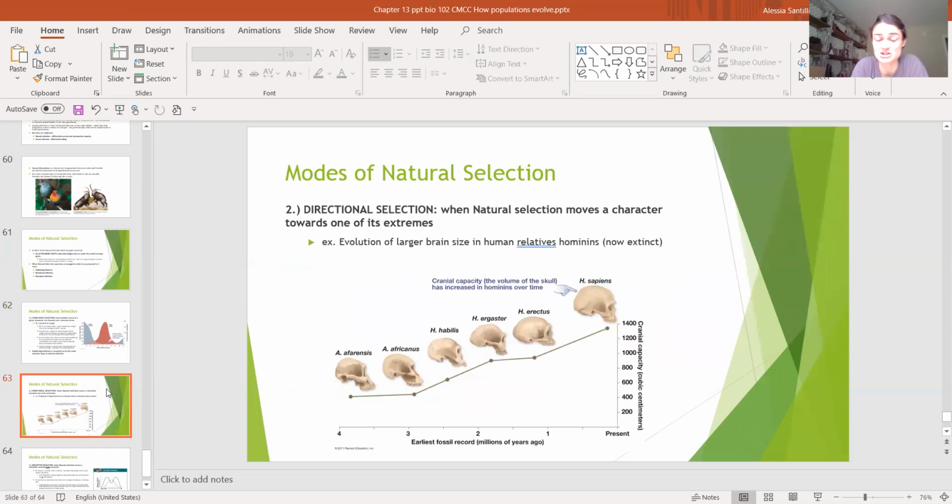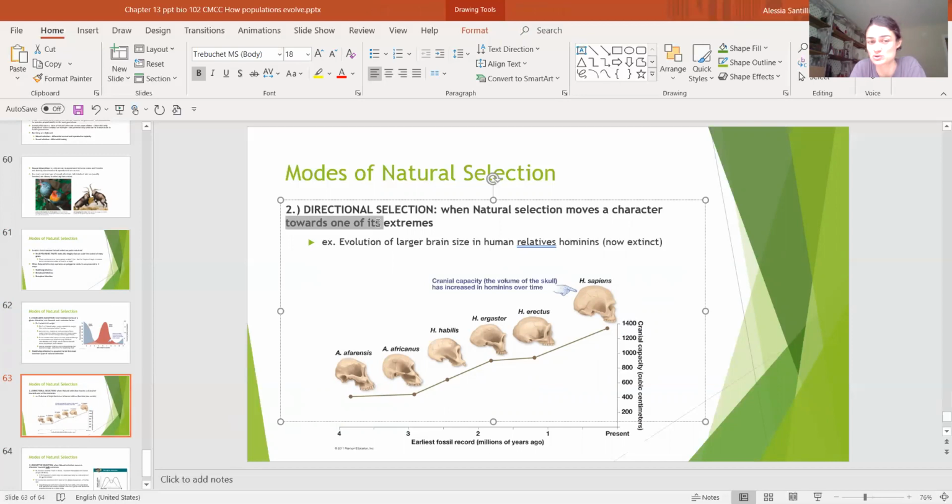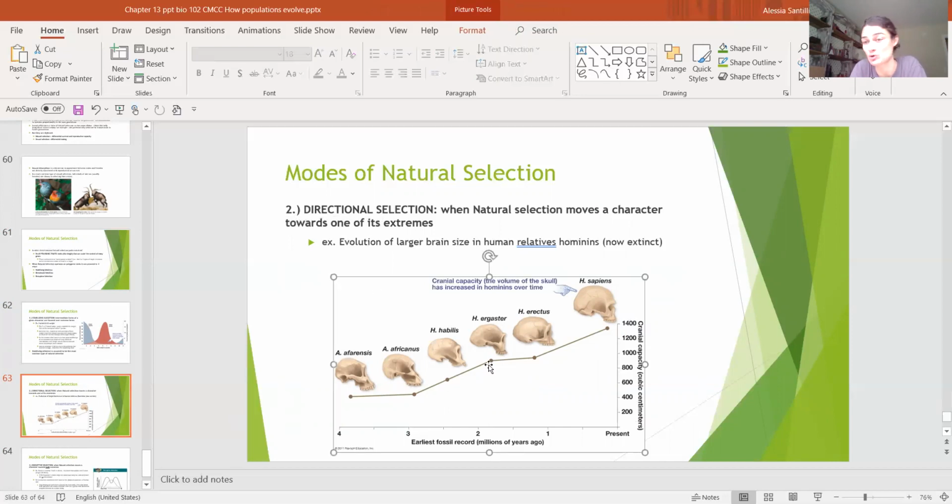Another type of natural selection is directional. That's when we go to one extreme or the other. In this example, we're looking at the skulls of humans and our past hominin relatives, which are now extinct. As you can see, our skulls just got bigger and bigger. Natural selection moved towards one extreme, because it was more important for us to have more brain function, and so our skulls got bigger and bigger and bigger.